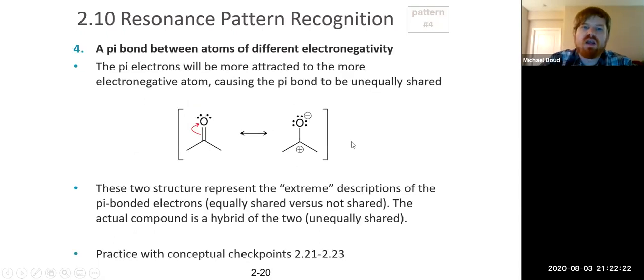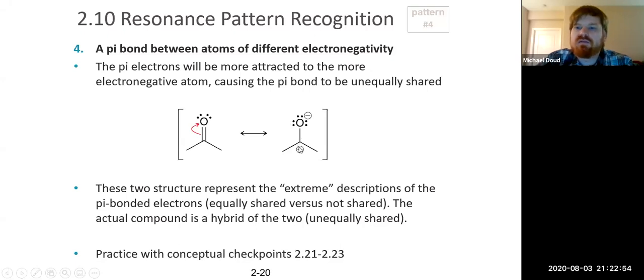Easy enough, right? Okay, next up, if you have a pi bond between atoms of different electronegativity, you can basically do the reverse of what we just showed you. So we start from a carbonyl here. This is a carbon that's pi bonded to oxygen. Now, oxygen is more electronegative than carbon, so we already know that it's holding on to those bonding electrons really hard. And what can happen, and this is another way that you can describe this molecule, is we can basically assign these pi electrons to that oxygen. And we get this valid resonance structure.